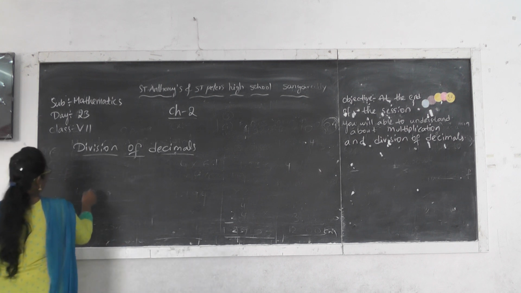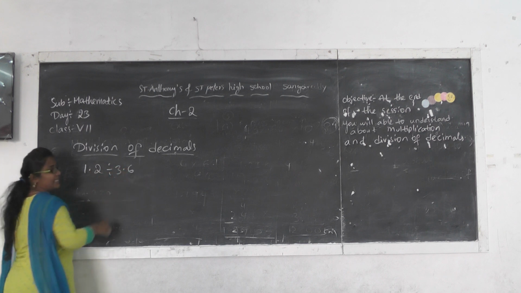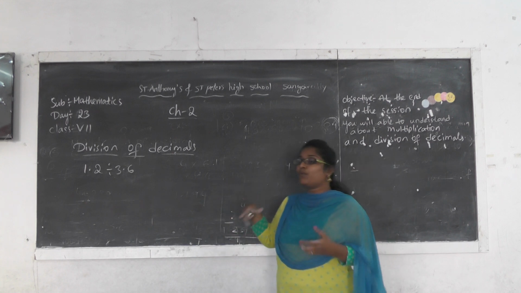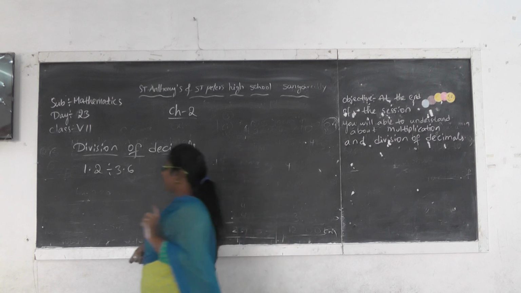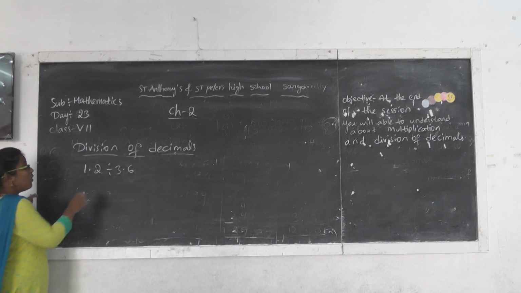Now let me take one example. 1.2 divided by 3.6. Here if you observe, both are decimal numbers. How do we do it? By converting into the fraction method. I already explained to you how to convert into fraction form.